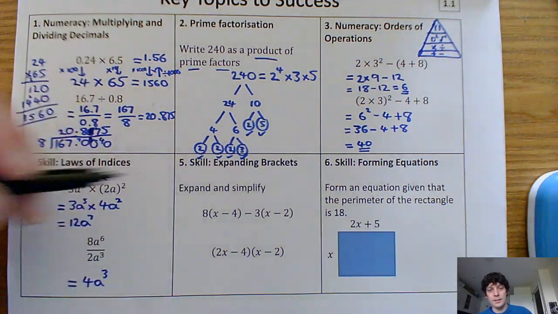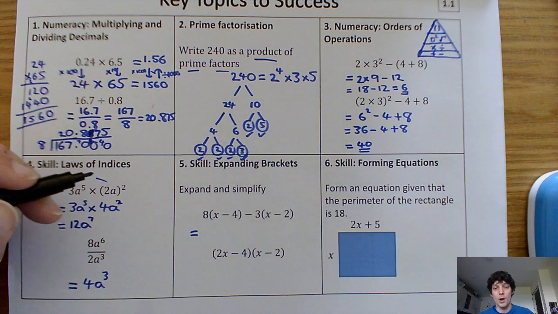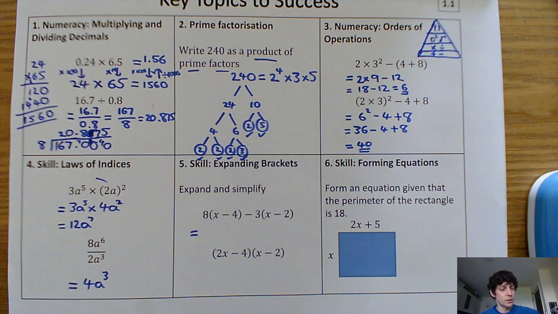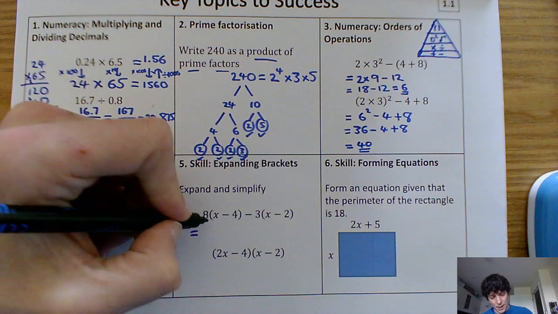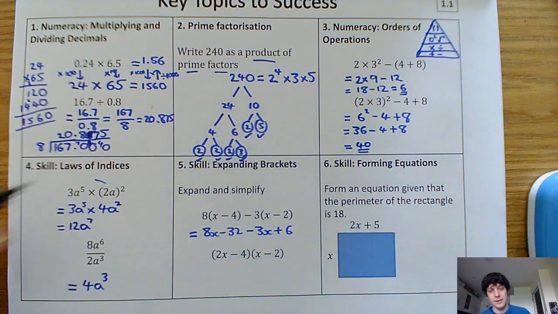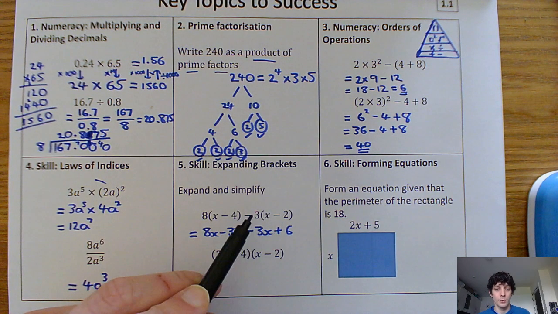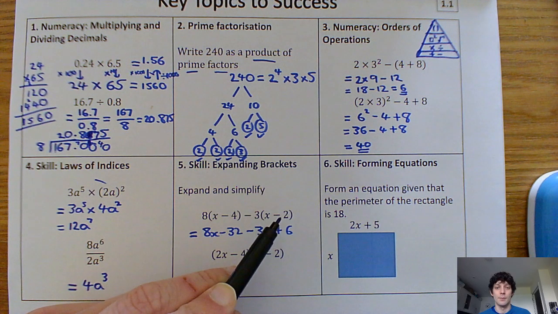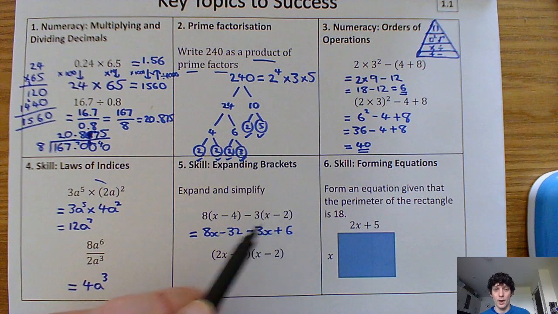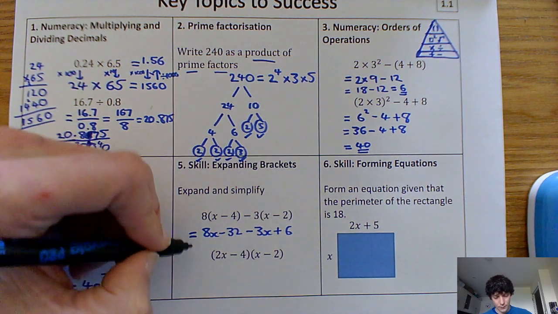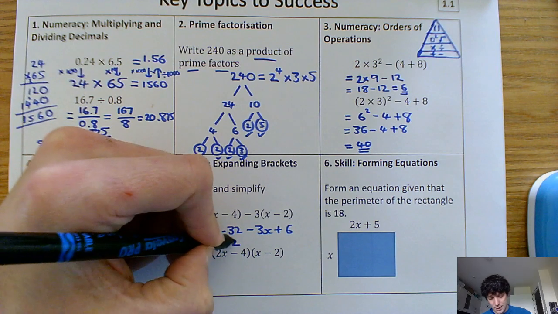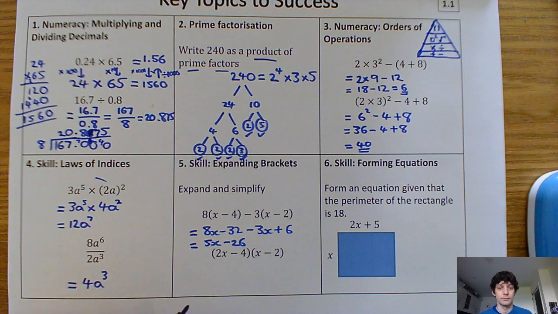Okay, expanding and simplifying. So we should be quite familiar with expanding brackets. I'm very happy for you to use the grid method here to do some of these. 8x minus 32 minus 3x plus 6. I suspect if people have not got the correct answer on this one, it will be because they've done negative 3 times negative 2, but not got positive 6 there. So make sure that when you're expanding the second bracket, you include this sign in here. 8x take away 3x is 5x, negative 32 plus 6 leaves me subtracting 26.